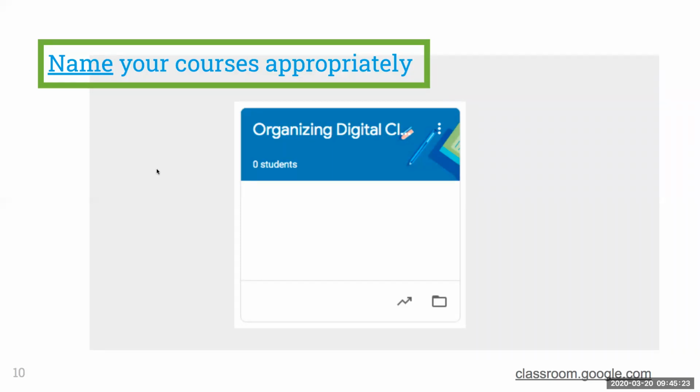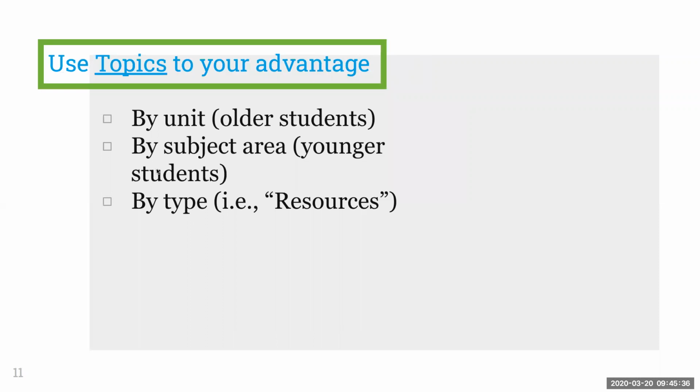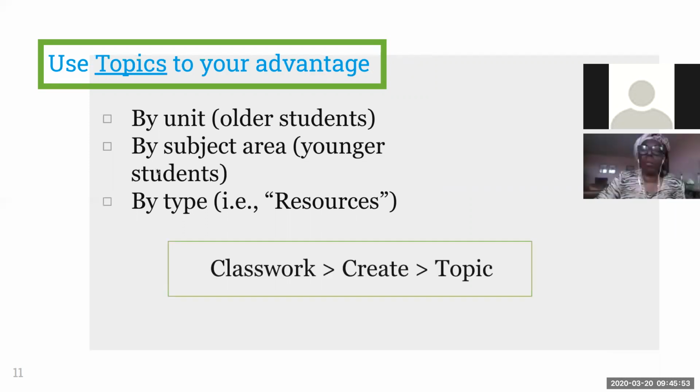So 1, naming your courses or your subject areas appropriately is going to help you navigate, especially if you're an upper grade, a middle school or high school teacher who has different sections. We're going to name those. Office hours. Okay. I'm going to show you how to use topics to your advantage, because the one downfall of Google Classroom is that it's not intuitively organized. You have to do some legwork to organize it for yourself and your students. So I'm going to show you what that means to use topics.